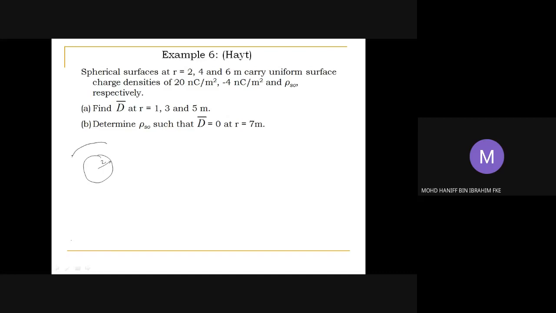This is 2, this is 4, and this is 6. Okay, so for the first one, r equals 1 meter. Our interest will be at this position, which is less than the 2 meter region. Based on Gauss's law, D dot dS equals the enclosed charge.